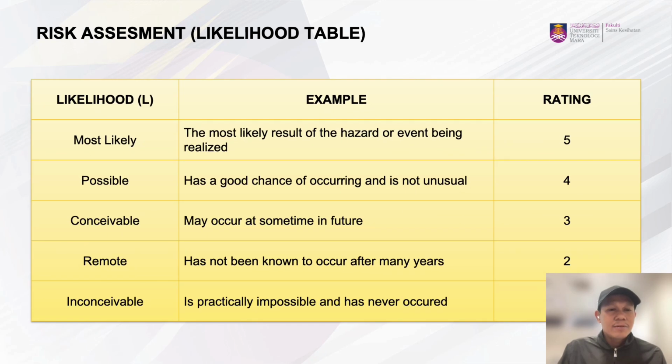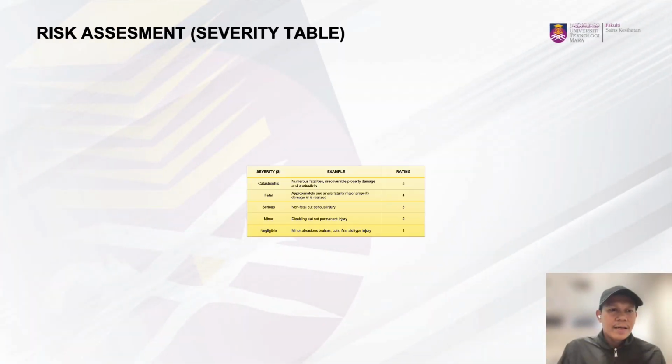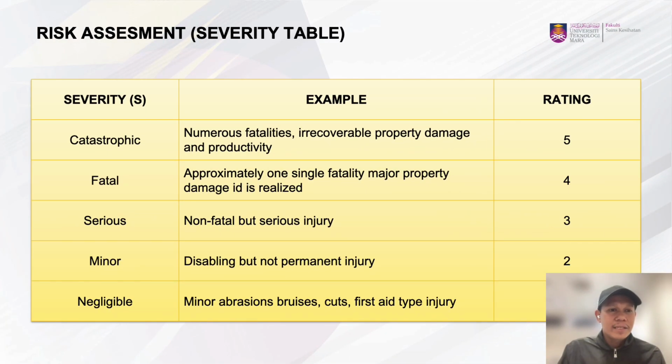Next is the risk assessment likelihood table. It is divided into 5: most likely, possible, conceivable, and remote, inconceivable, with ratings 4 until 1. And second is the risk assessment severity table, divided into 5: catastrophic, fatal, serious, minor, and negligible.